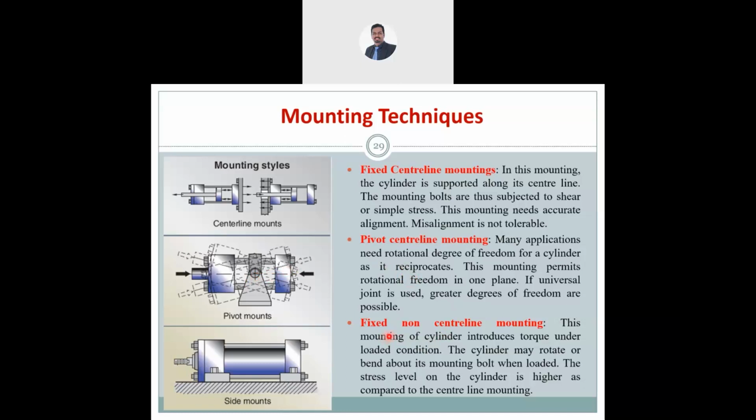Then you have a fixed non-centerline mounting. Here you have a surface at the bottom, then you have nails at the side. So practically in the side mount, your cylinder will be flat. It's parallel with the surface. This one is not parallel, it's normal. We call it normal. And this one is parallel with the surface. So these are three famous or common mounting techniques.